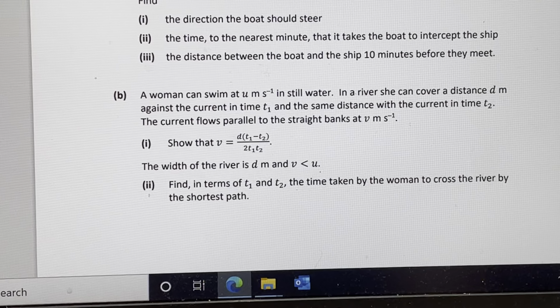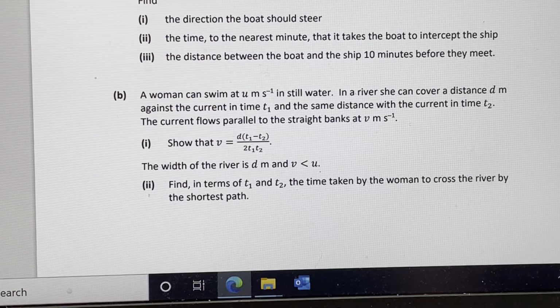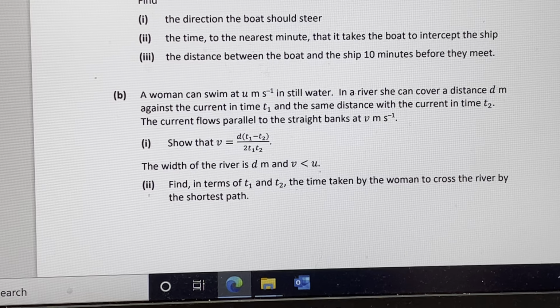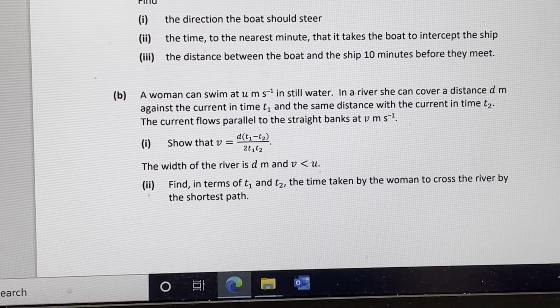A ship travelling 22 kilometers in a direction, a boat sends out to intercept it, so you get your standard triangle there. Find the direction the boat should steer. So that sounds similar to, I think, a question two years ago. The time to the nearest minute it takes to intercept the ship, that should be grand. And the distance between the boat and the ship 10 minutes before they meet, so getting the relative velocity there and using the time, and that seems okay.